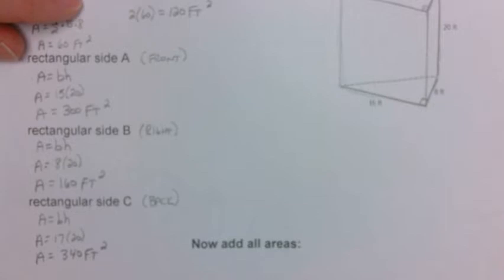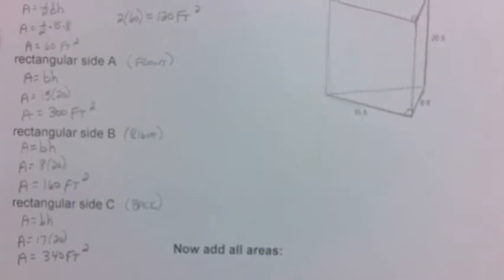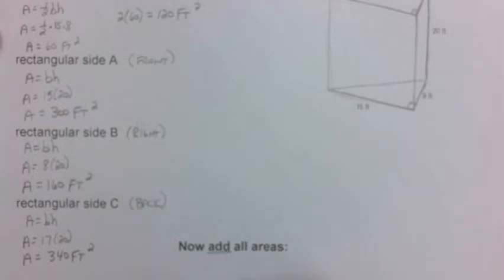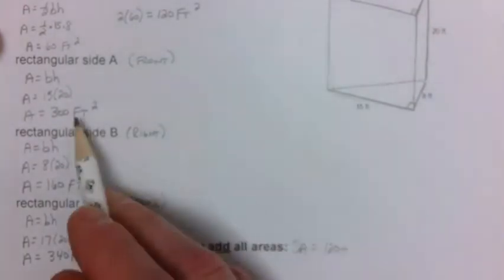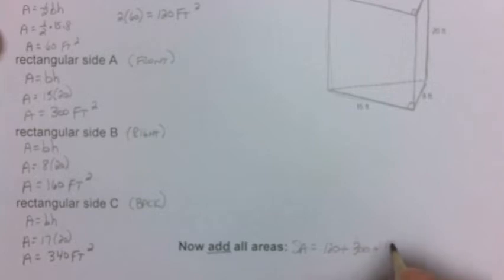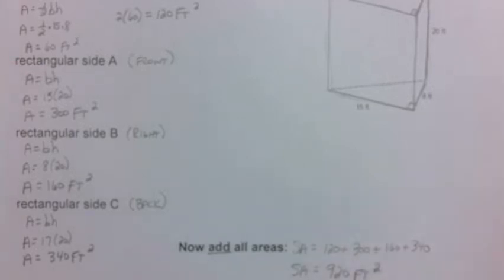Now that I have all of the areas of the faces, the last thing I need to do to get the surface area is add them all up. Surface area equals the two triangles, which was 120, plus my three rectangles, 300, plus 160, plus 340. If I add all those numbers together, I get a total surface area of 920 square feet. So if I wanted to paint the outside of this triangular prism, I would need paint that could cover 920 square feet.